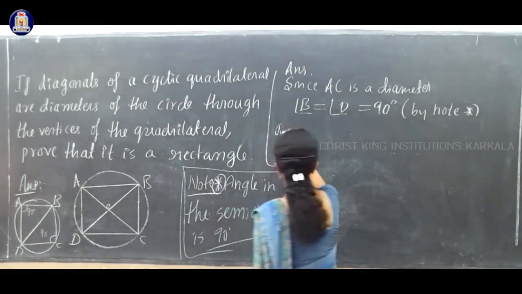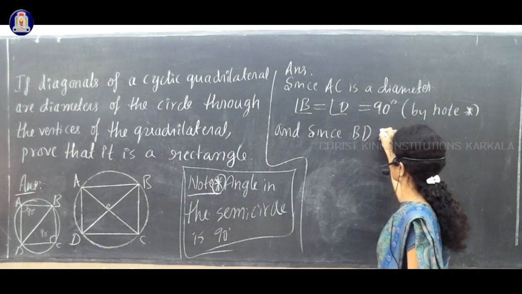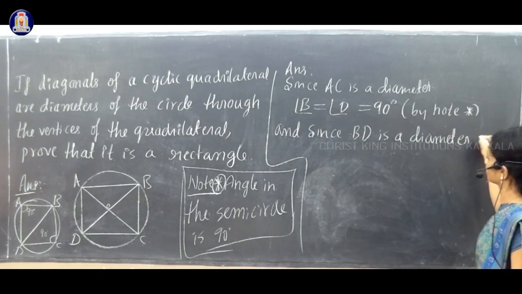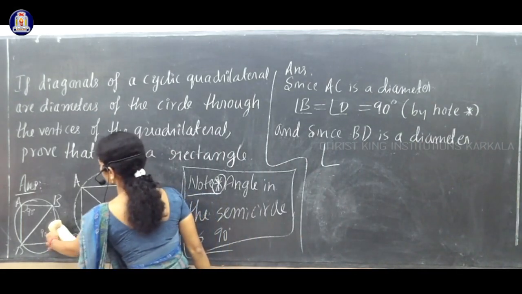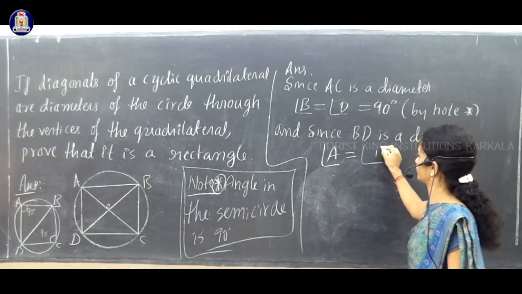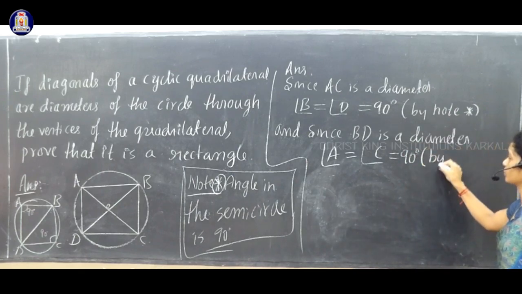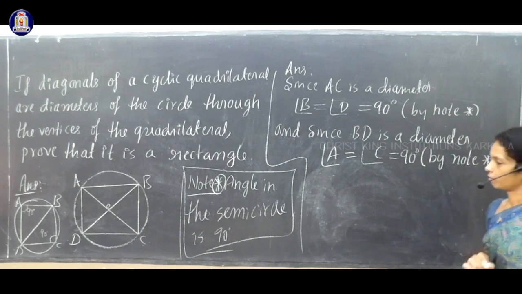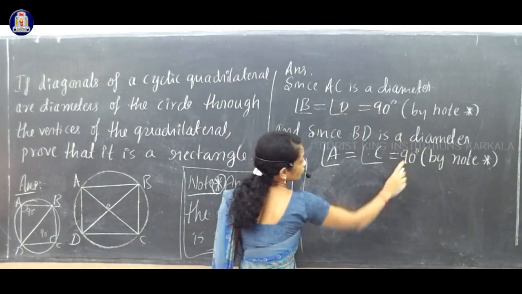Since BD is a diameter, we can write angle in the semicircle, both semicircles below and above also. Angle A is equal to angle C is equal to 90 degrees. This we wrote by using the same note, the star. Now angle A, angle B, angle C, angle D, all are equal to 90 degrees.